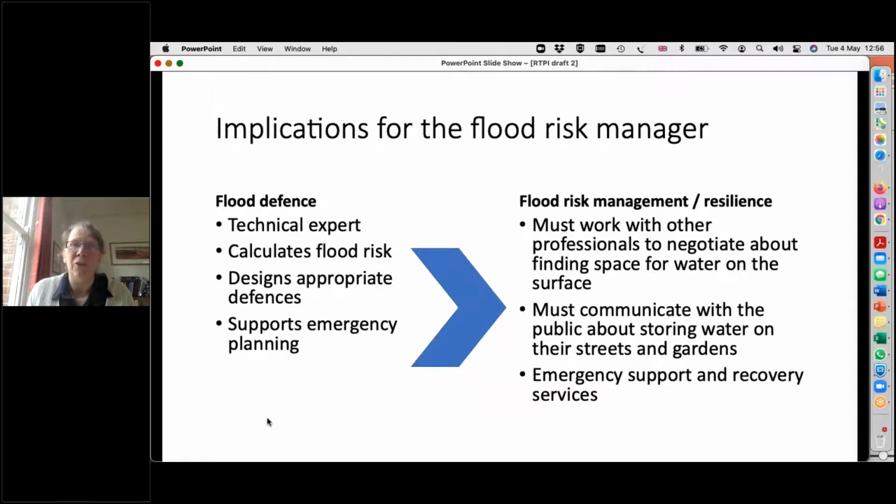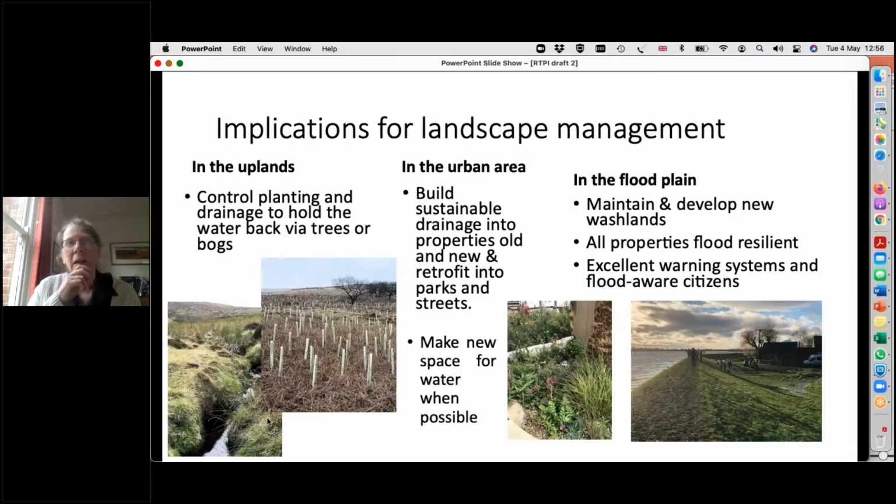And then finally, I would say ongoing support for emergency services and indeed recovery services, which I think are recognised as increasingly important, linking closely with those issues of vulnerability I talked about earlier. And then, moving more towards what it might mean for planners, thinking about the implications for landscape management. So in the uplands, we might be talking about controlled planting and drainage to hold back the water via, for example, tree planting or the recreation of upland bogs.